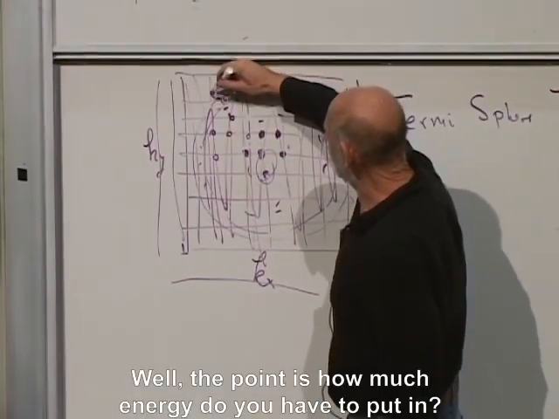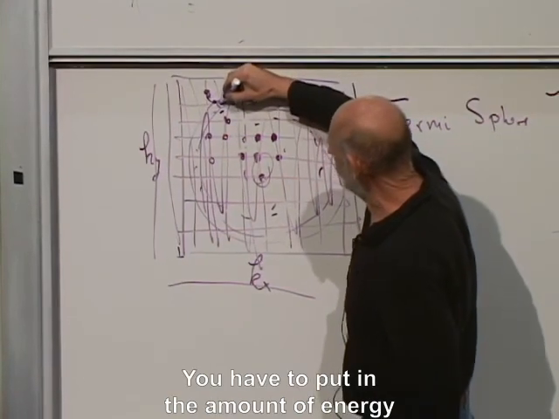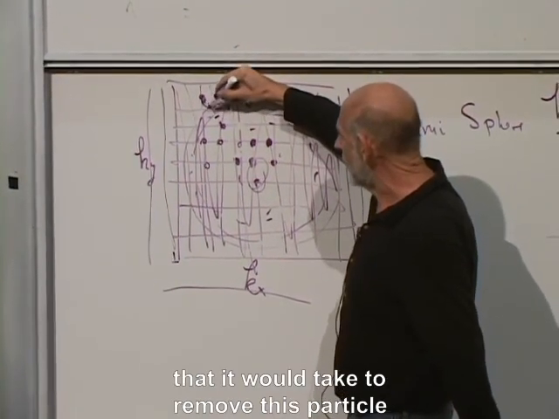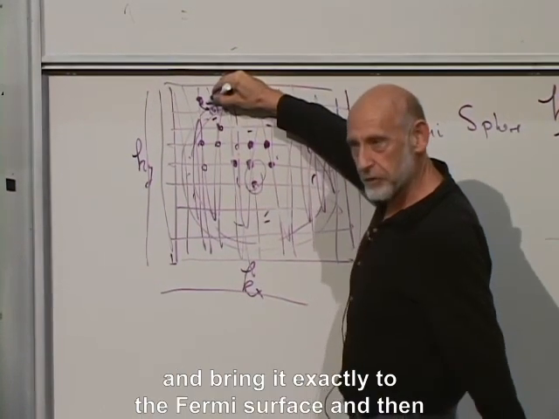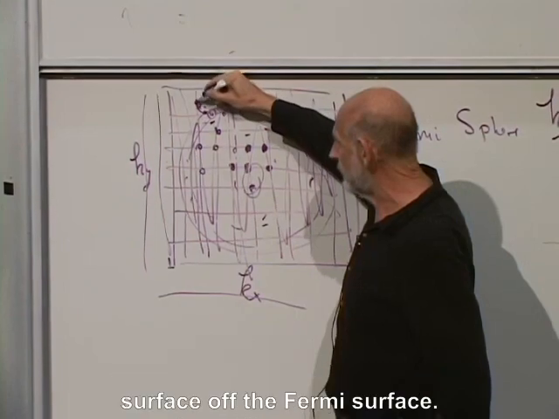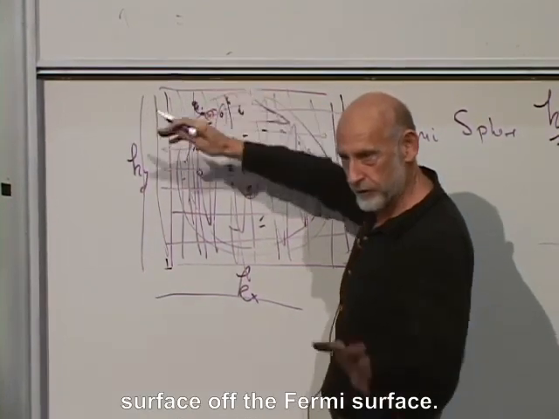Well, the point is, how much energy do you have to put in? You have to put in the amount of energy that it would take to remove this particle and bring it exactly to the Fermi surface, and then an additional amount of energy to bring it from the Fermi surface off the Fermi surface. All right, so here's the picture.